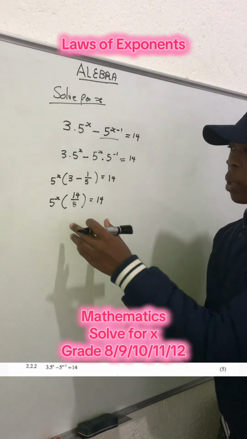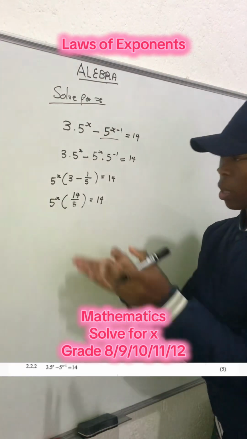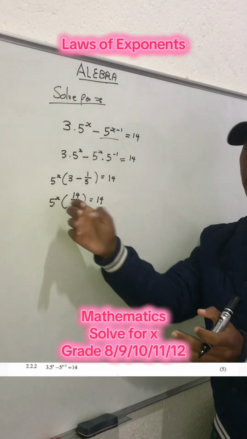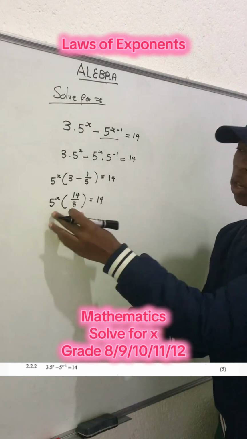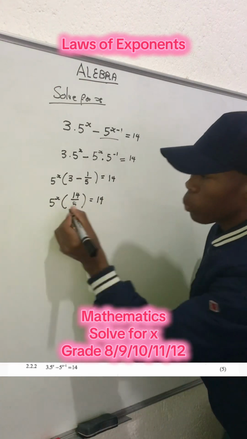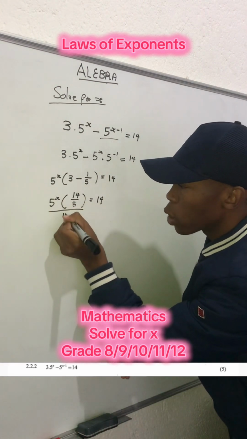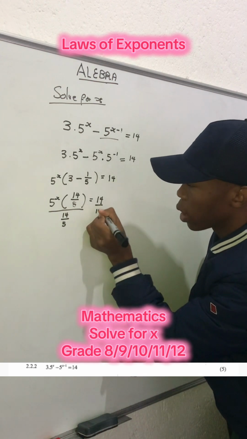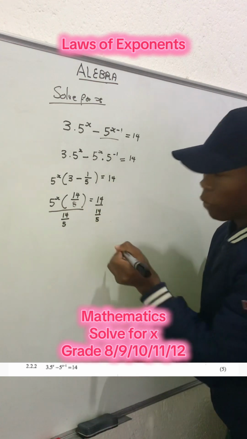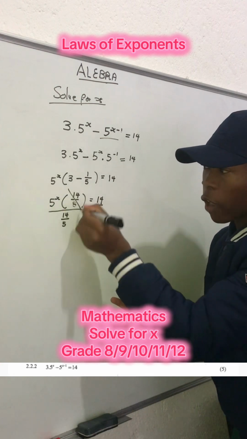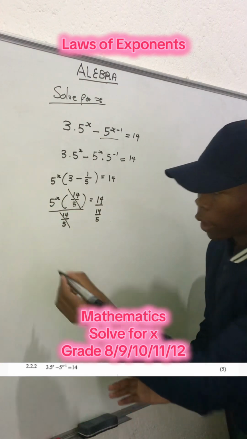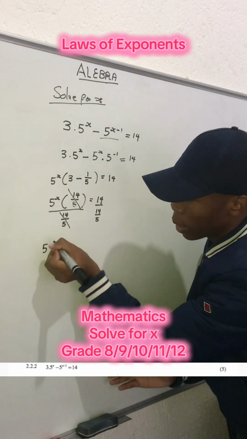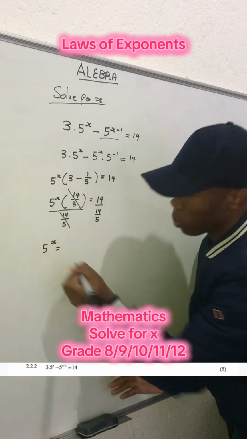Now you're in this step. What do you do here? You're looking for x. Once you arrive at this step, what do you do? Very simple. Divide this side by 14 over 5. Divide this side by 14 over 5. Now this 14 over 5 will cancel with this 14 over 5. You are going to be left with 5 to the power x is equal to.